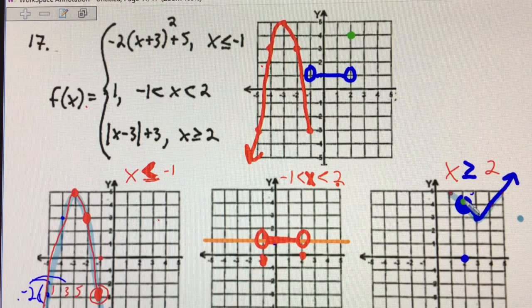Place that dot, and then from there I go down 1 over 1. Then from there I go up 1 over 1, up 1 over 1, up 1 over 1, up 1 over 1, up 1 over 1. Continue the graph to the right.